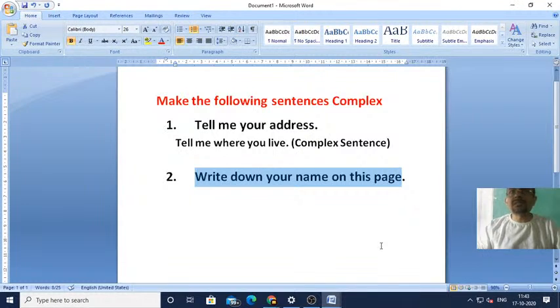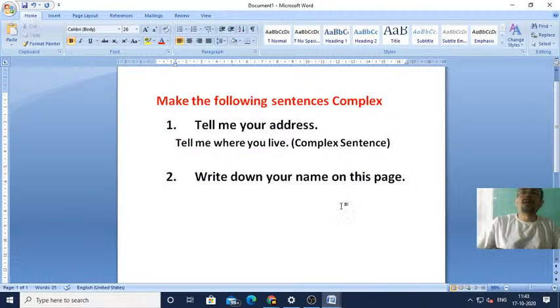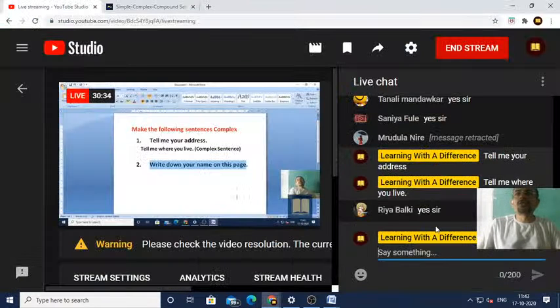This is a simple sentence because there is only one verb here, and it's a single sentence having one finite verb. Therefore it is called a simple sentence. Give me the example, give me a complex sentence. How can you make this sentence a complex sentence? Write down your name on this page.